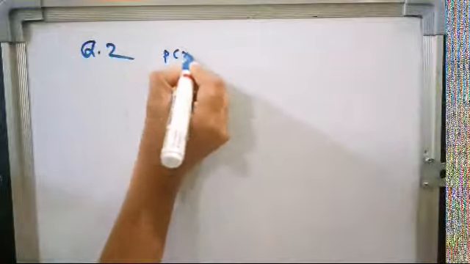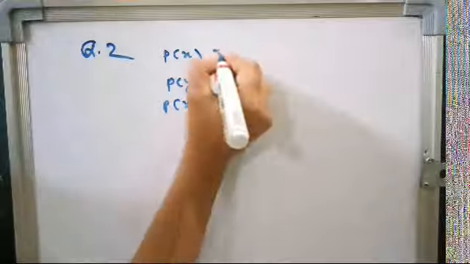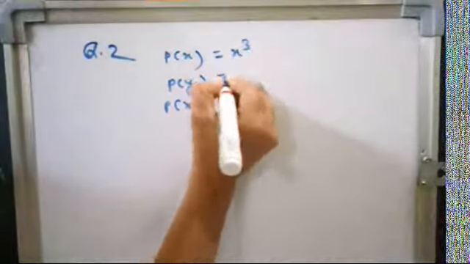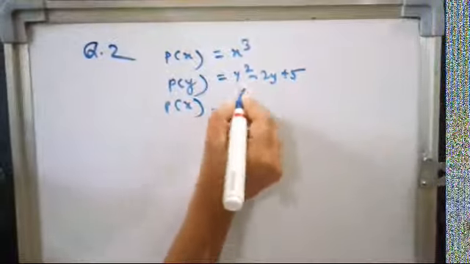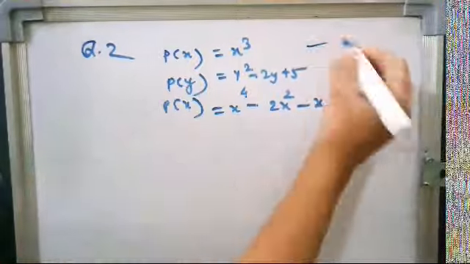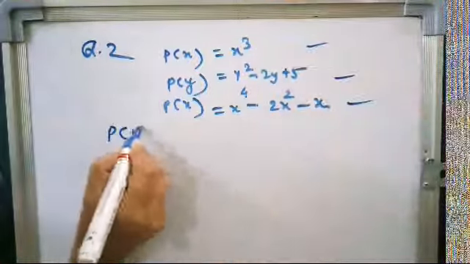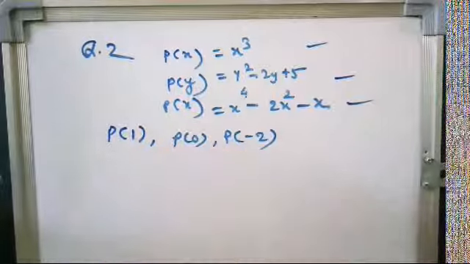Now the second question. They are saying, see, three polynomials are given there: p of x, p of y and p of x again. This p of x is equal to x cube, it is y square minus 2y plus 5, and it is x raised to the power 4 minus 2x square minus x. These three polynomial equations are here. Now you have to find out for all three equations p of 1, p of 0 and p of minus 2.